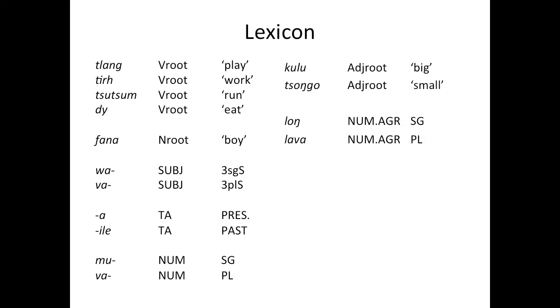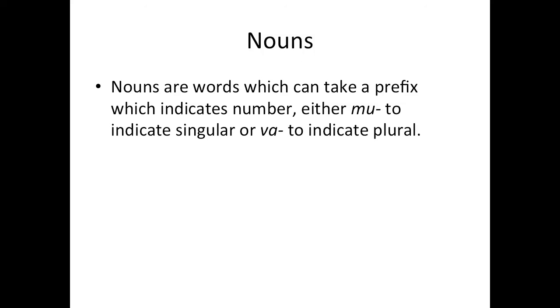Okay, our lexicon is complete now, so we have answered the first part of the exercise that asked us to list the noun roots, adjectives roots, and verb roots. The second part of the exercise asks us to give evidence for why we classify each root as a noun, adjective, or verb. We basically worked this out as we went along, but now we just need to articulate our working out, which gives our evidence. So, nouns are words which can take a prefix which indicates number, either mu to indicate singular or va to indicate plural.